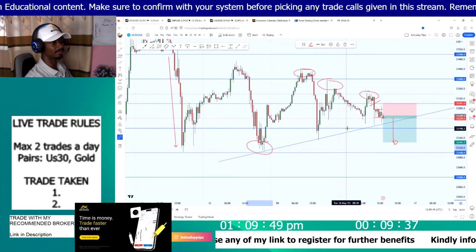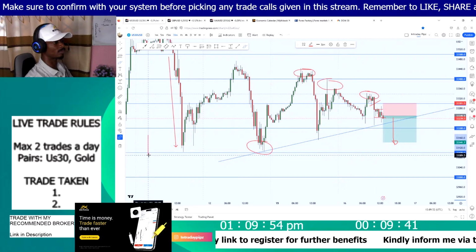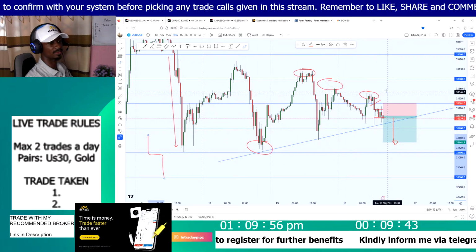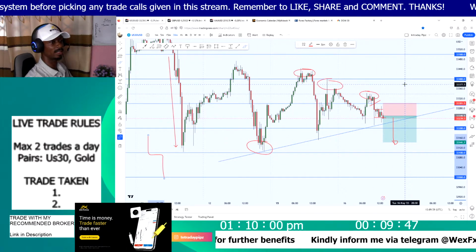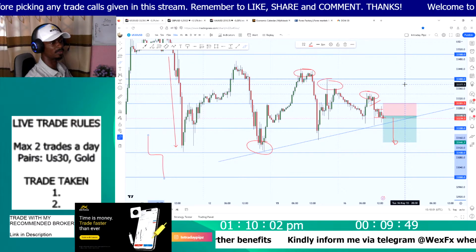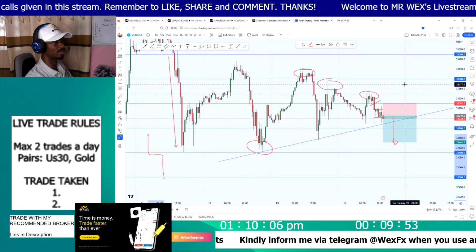All right, so simple supply, drop, base, drop. So that's basically what we are trading on this particular setup. So let's hope that volume would be in our favor to push price downwards for us. Okay.